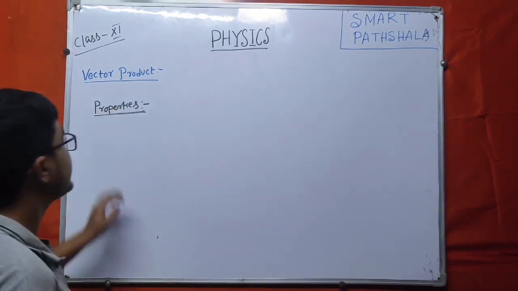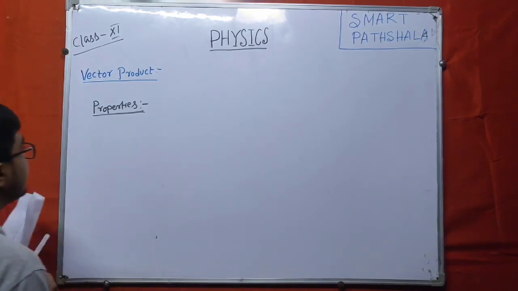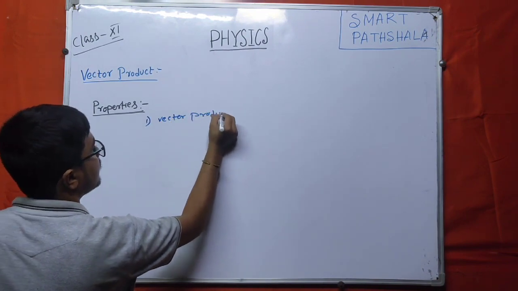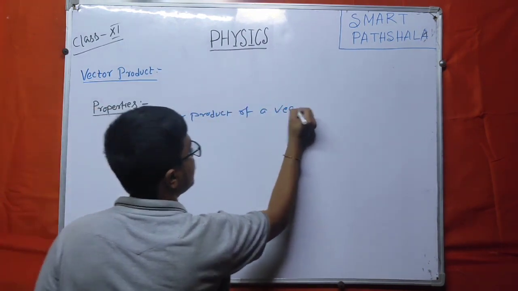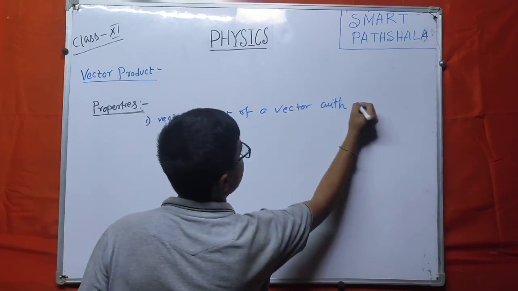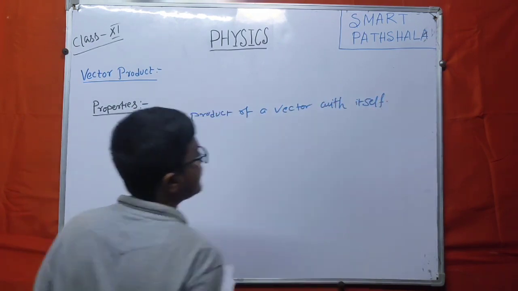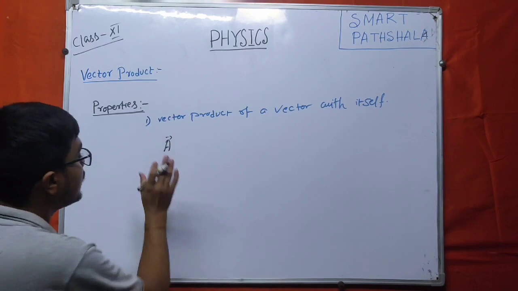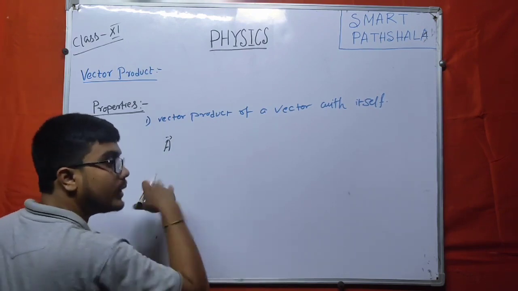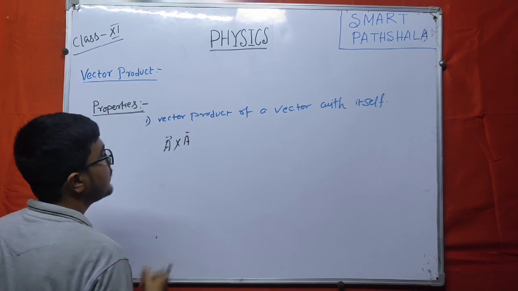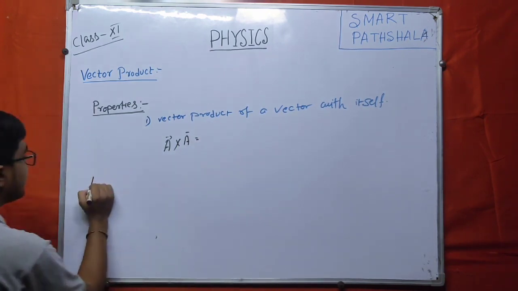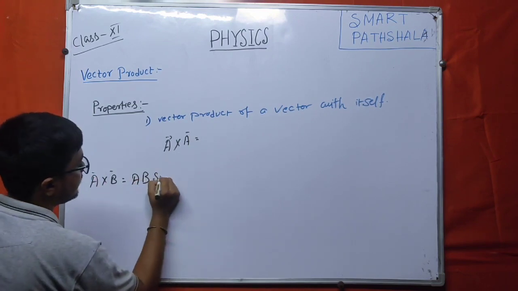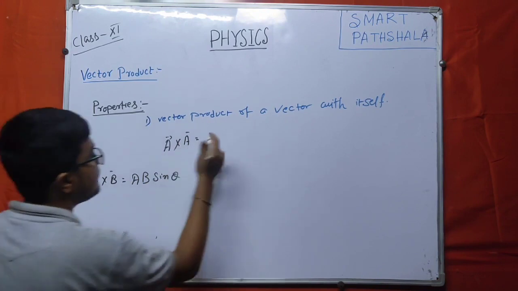Now the properties of vector product. The first property is the vector product of a vector with itself. That is, you are given a vector a and you are asked to find the cross product of this vector with this vector, that is a cross a. So from the previous formula a cross b, what was that? ab sin theta. Same here.